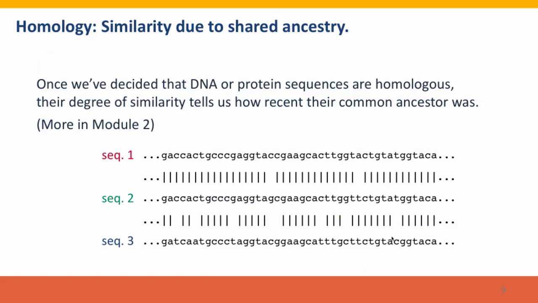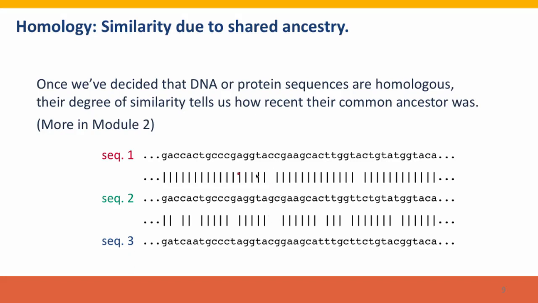Now, once we've decided that features are homologous, we can use them to tell us more about evolutionary processes. And this is particularly true for DNA sequences. Once we've decided that DNA or protein sequences are homologous, there's a lot of other information in there that lets us make evolutionary inferences, the simplest of which is knowing how similar two homologous sequences are tells us how recent their common ancestor was. So here are homologous sequences from three different species.